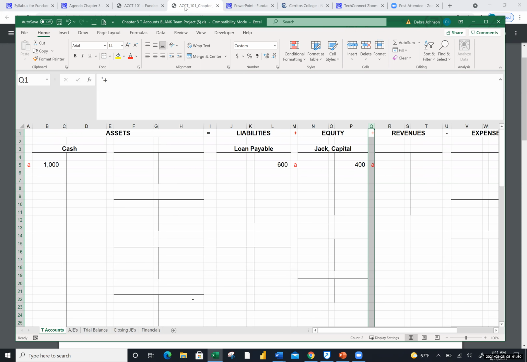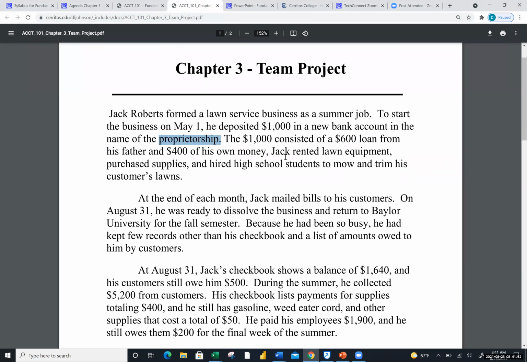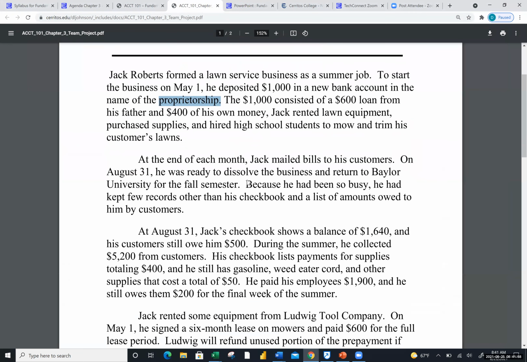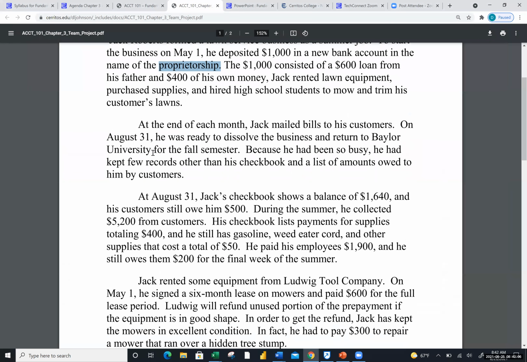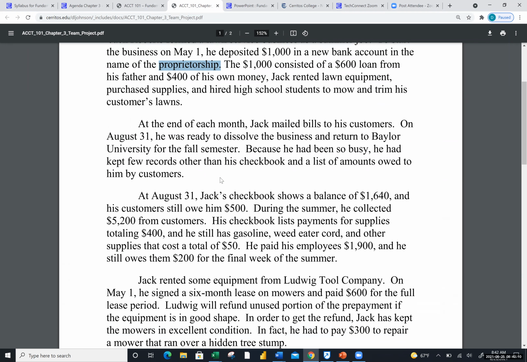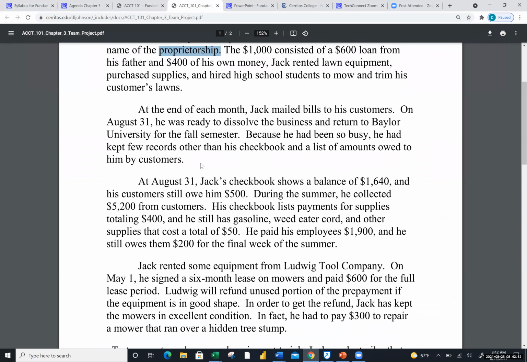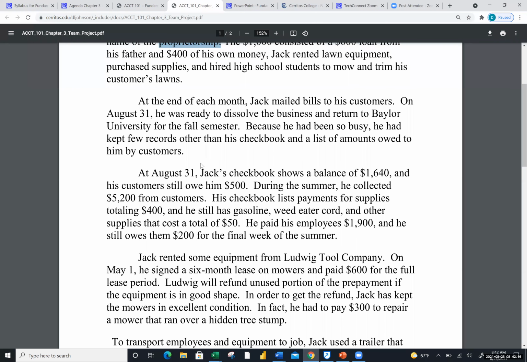Okay, so I'm going to do one or two more with you. Jack rented lawn equipment, bought supplies, and hired high school students to mow and trim his customers' lawns. At the end of the month, he mailed bills to his customers. On August 31st, he was ready to dissolve the business and return to college for the fall semester. Because he'd been so busy, he had kept few records other than his checkbook and a list of amounts owed to him by his customers.